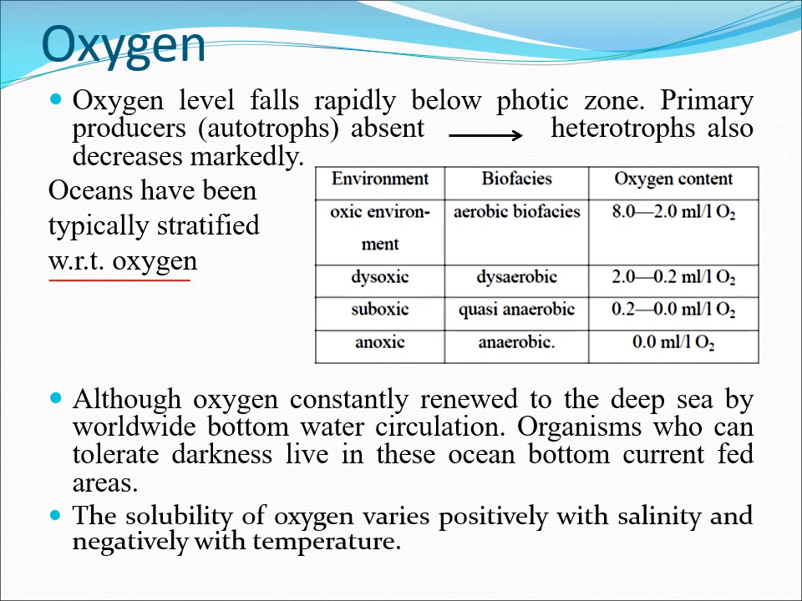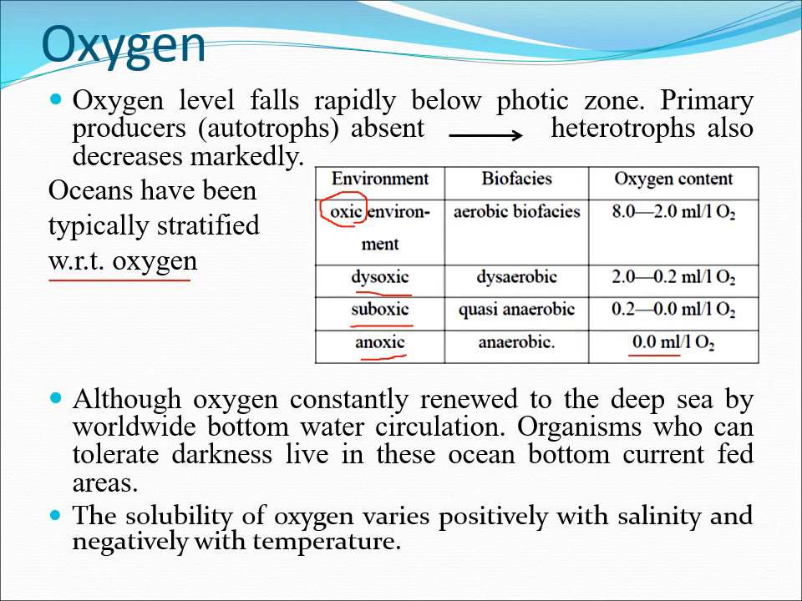Now, depending on the oxygen content, an aquatic body, a water body, can be divided into several different environments. When the oxygen concentration is about 8 to 2 milliliter per liter, the environment is called oxic environment. That means it has a sufficient amount of oxygen. And you can see decreasing oxygen content from 2 to 0.2 milliliter per liter, the environment is called dysoxic. From 0.2 to almost 0 milliliter, it is called suboxic. And when there is no free oxygen, it is called anoxic.